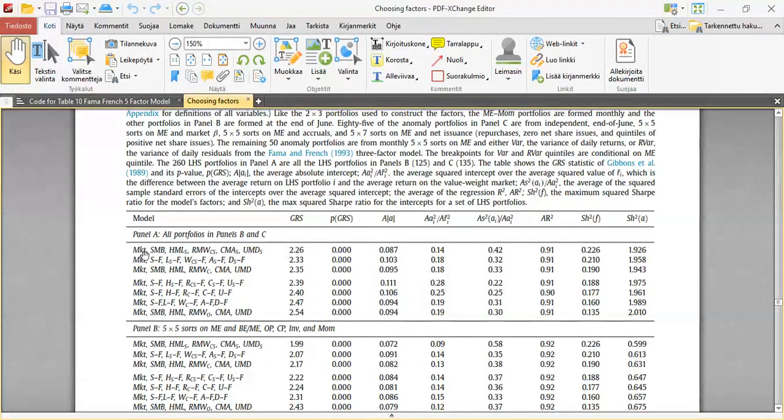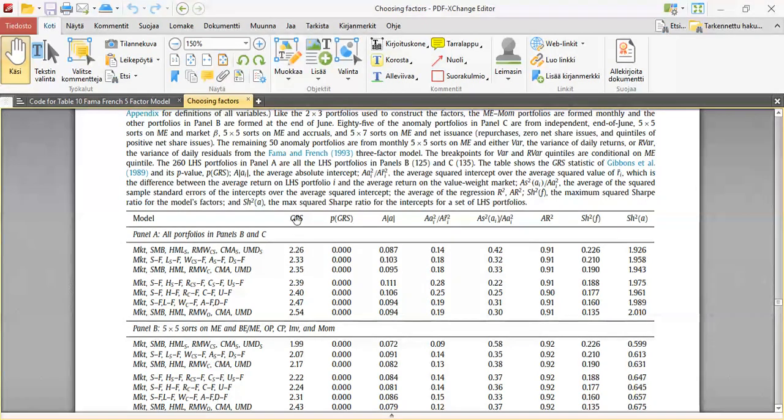Which implies that this 6-factor model here is not able to price all of these 260 left-hand side test assets simultaneously correctly. So it cannot price these simultaneously and cannot price them correctly at the same time. This is what we learn from this table here.